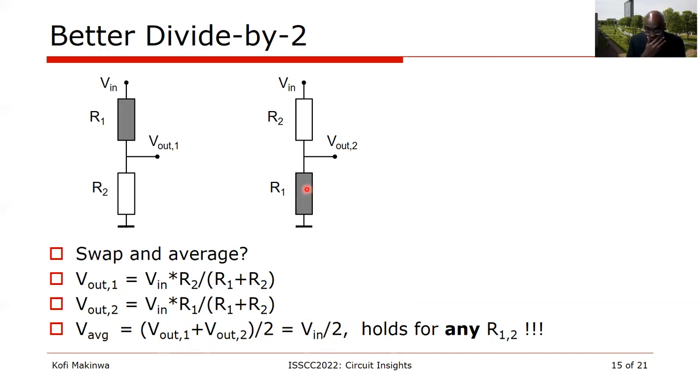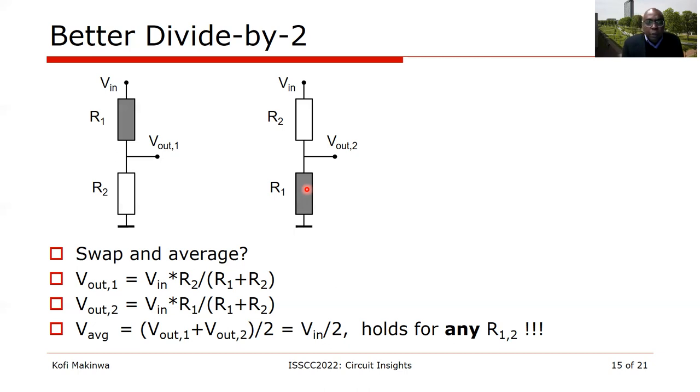This is a very interesting result because it means that basically I can take any two resistors, I can connect them in one way and then in another way, and then the average voltage will be exactly half. Oh, okay, this is pretty cool because it means that I can get perfect accuracy, I can get a perfect divide by two with two imperfect resistors. But I have to do this dynamically.